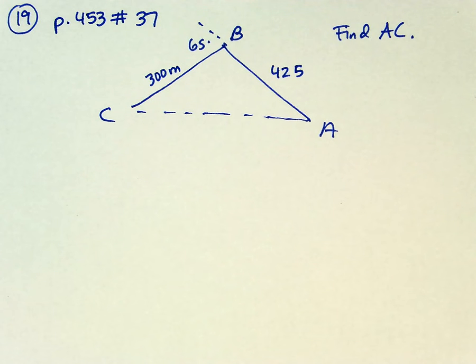All right, number 19 from homework set number 7 is a big word problem, but it gives you a picture and it just wants you to find one of the sides. I can read it to you if you prefer. I can show you the picture from the book too.